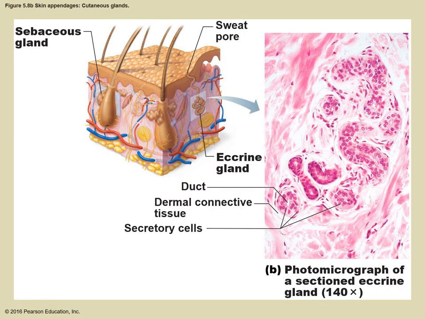So this is showing, once again, here is a sebaceous gland that's associated with the hair follicle. And then right here is one of your sweat glands. Notice the pore to the surface of the skin right there.